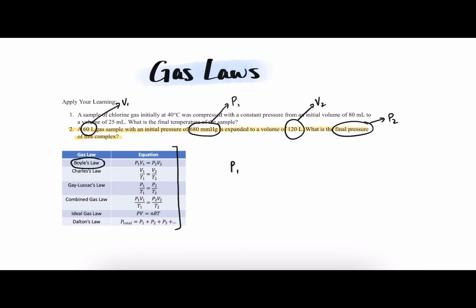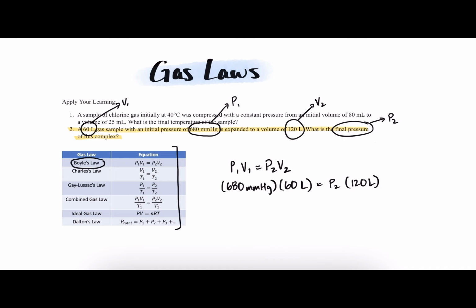So if we write out Boyle's law right here, we can fill in the variables with our values from the problem. So P1 is 680 millimeters of mercury. V1 is 60 liters, P2 is unknown, and V2 is 120 liters. And remember that the units don't have too much importance as long as they're the same from start to finish. So as long as we're starting with millimeters of mercury and ending with millimeters of mercury, starting with liters and ending with liters, the equation still applies and it still works.